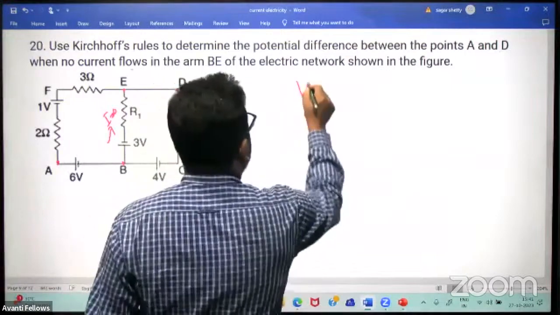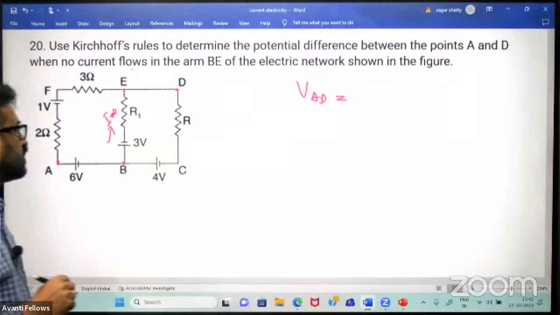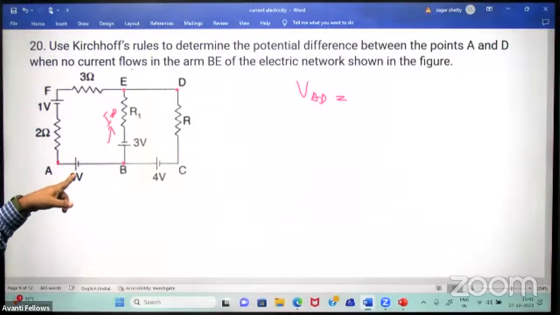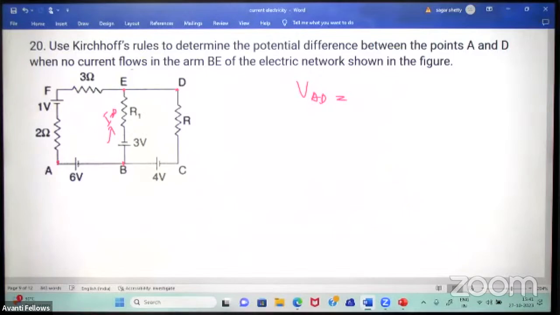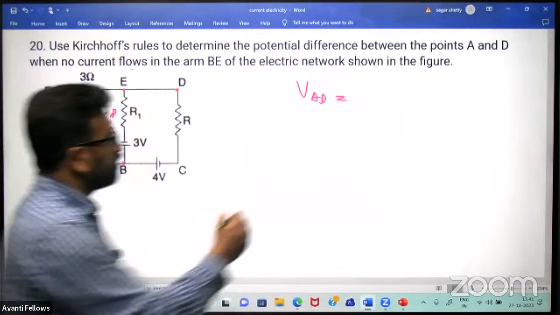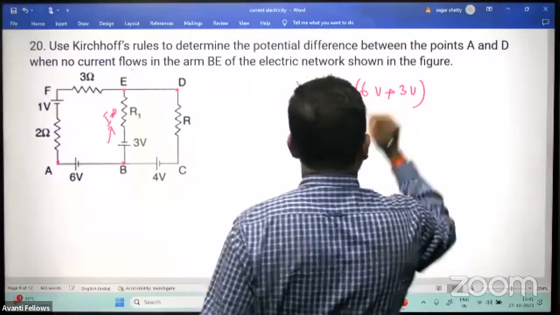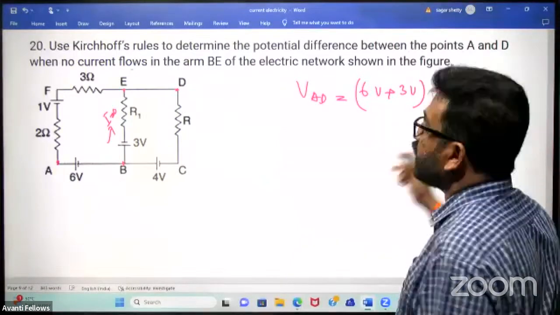So VAD, the potential difference between the points A and D, is equal to... how many batteries are there? Two batteries are there. One is 6 volt and the other one is 3 volt. So 6 volt plus 3 volt plus IR1.